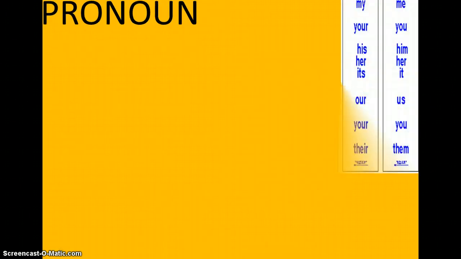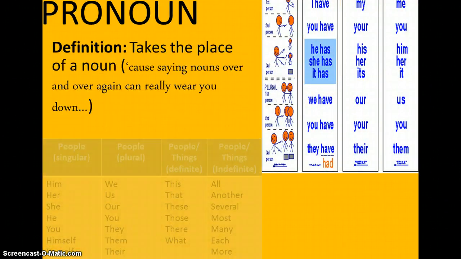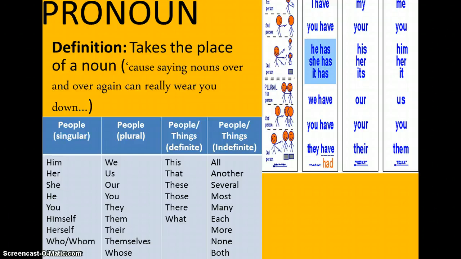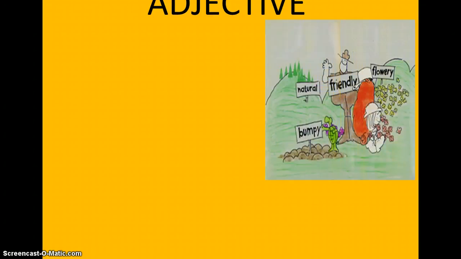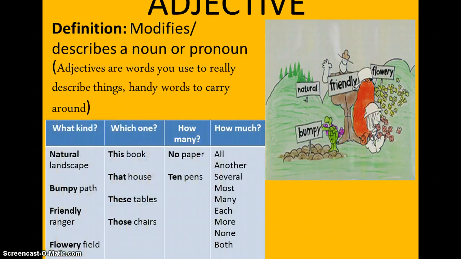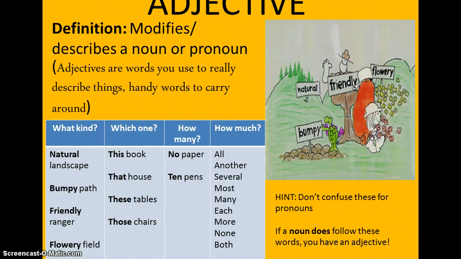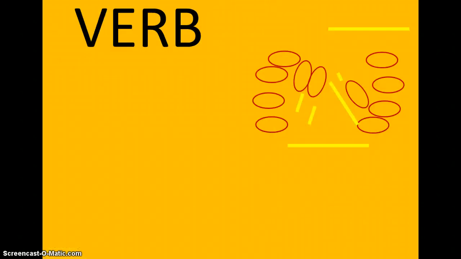We've also talked about pronouns and how they take the place of nouns. And we talked about how pronouns can be singular or plural, and not to confuse pronouns with adjectives. Adjectives, as you remember, describe nouns or pronouns. We talked about how adjectives talk about what kind, which one, how many, how much, and again reminded you not to confuse the adjectives with the pronouns.